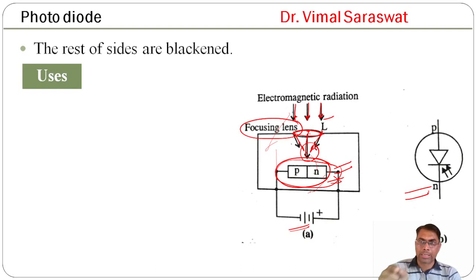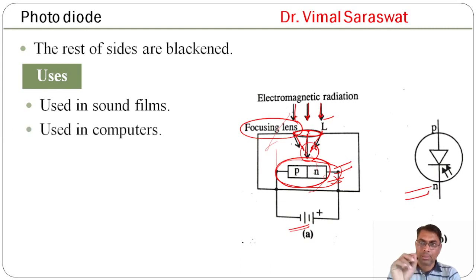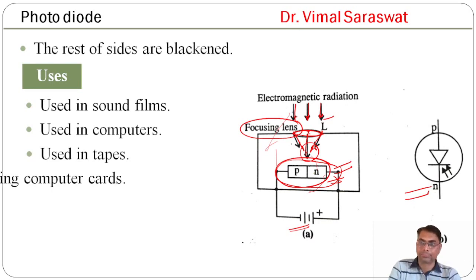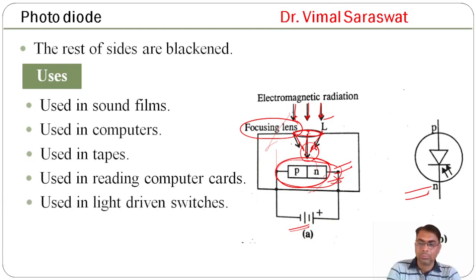Now, uses of photodiode. It is used in sound film, used in computers. Photodiode is also used in tapes. It is used in reading computer cards. Also, photodiode is used in light driven switches. So these are the uses of photodiode.